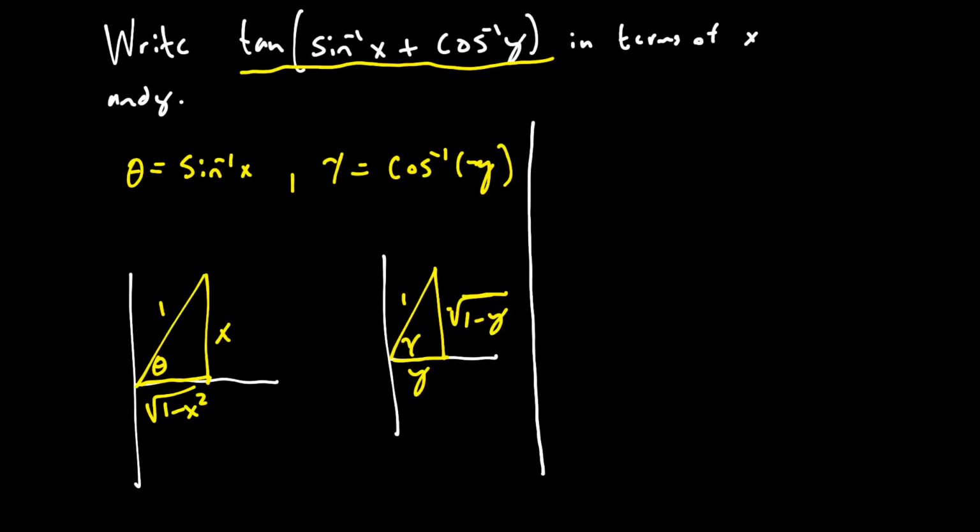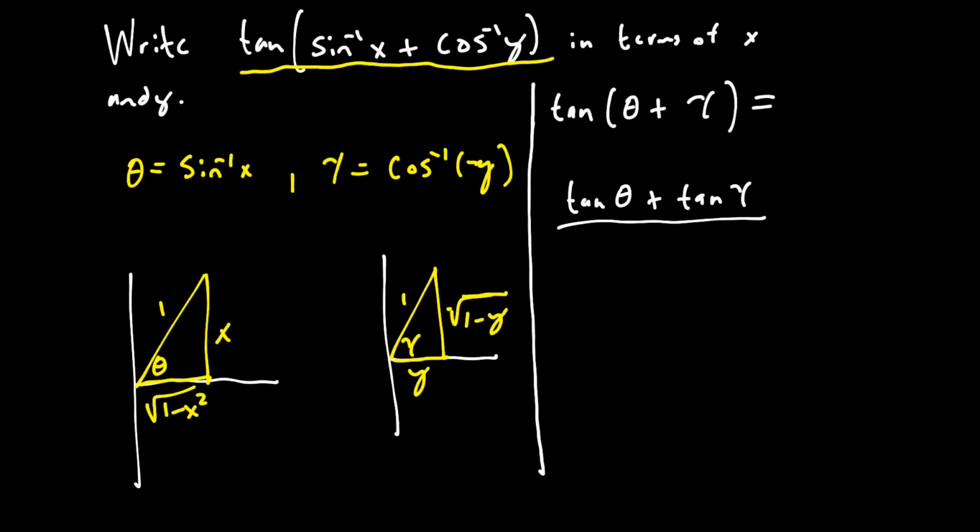What we want to do now is replace our sine inverse of x and our cosine inverse of y with theta and gamma respectively in our tan. So let's first rewrite this as tan evaluated at theta plus gamma. Now we can use our addition formula. Then this is going to be equal to tan theta plus tan gamma divided by 1 minus tan theta times tan gamma.